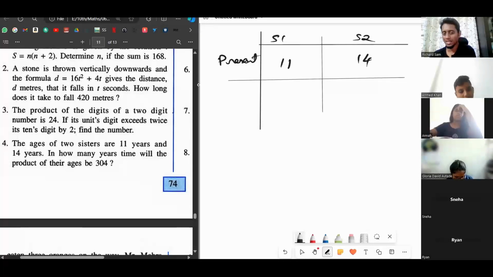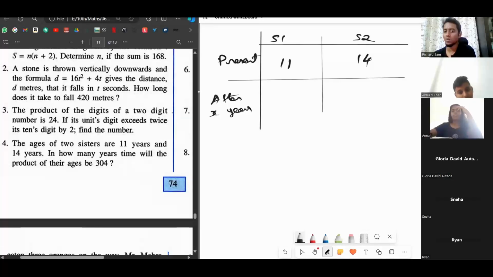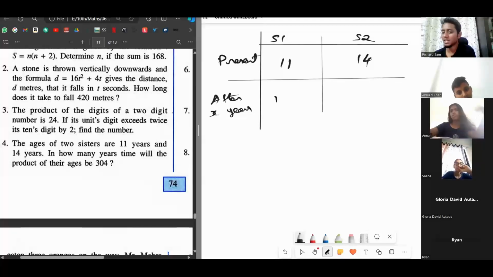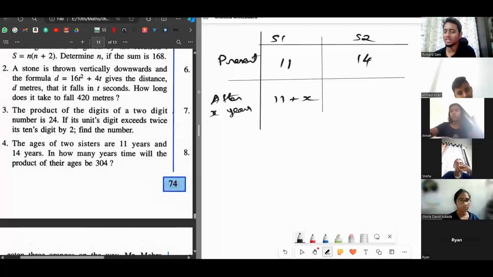Now, in how many years means after how many years. So we'll put here, after how many years? We don't know how many years, so we'll take it as x years. After x years, what will be the first sister's age? Right now, her age is 11. After x years, what will her age become? 11 plus x.